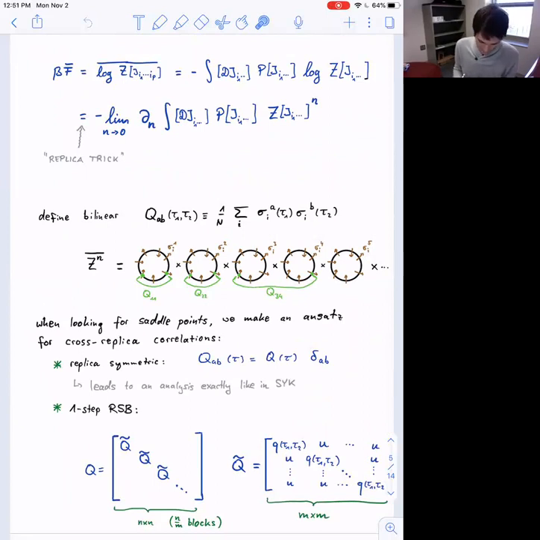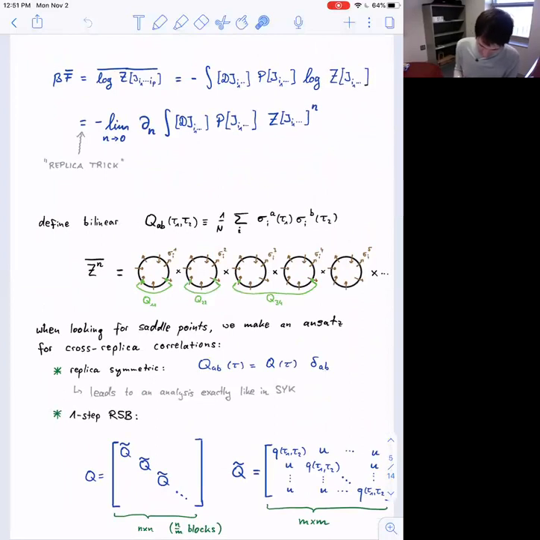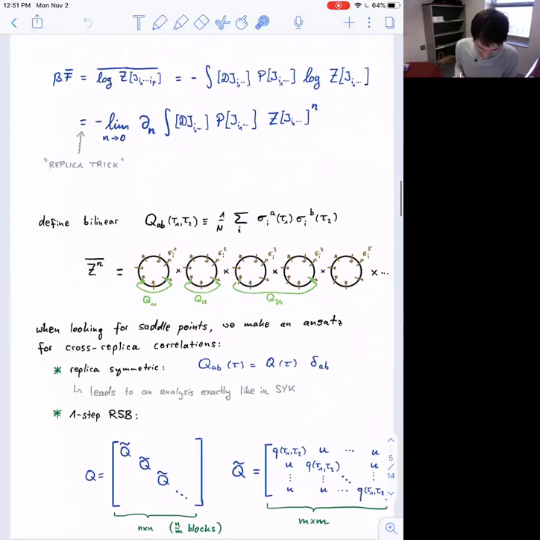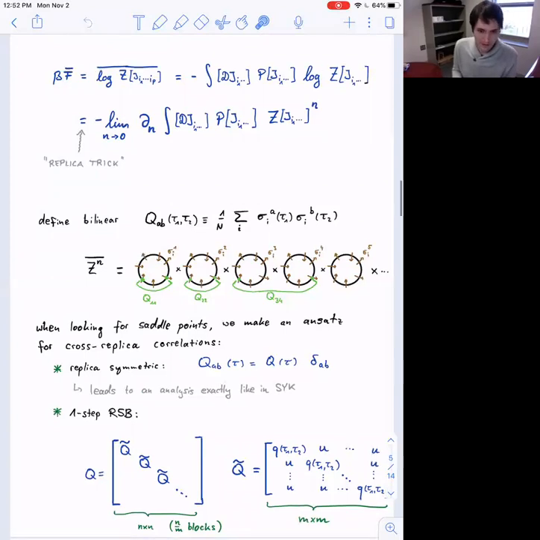It turns out that there's a very educated guess for what this ansatz should be. First of all, the naive thing you can do is assume a replica symmetric ansatz, where these bilinears are just proportional to a delta function in replica space and multiply some function of the time. If you do that, you end up with an analysis that's exactly like SYK, where you don't have to worry about cross-replica correlations, and you just treat all the replicas as independent. That gives you the right answer for SYK. But it doesn't have to give you the right answer, and in this case, it doesn't.